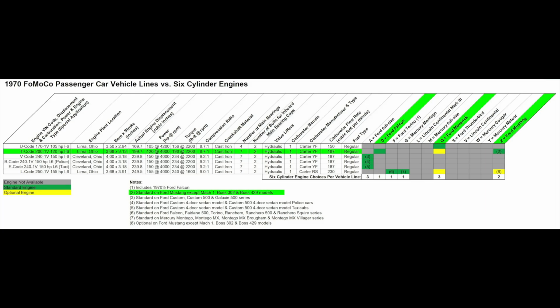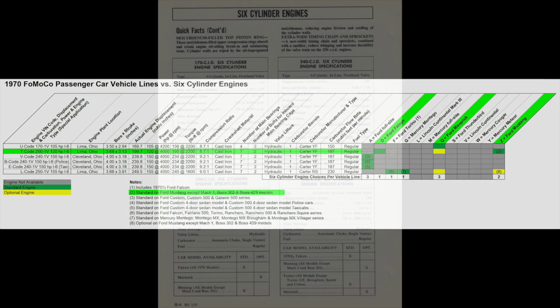The T-code 200 1-barrel inline-six engine was standard in the 1970 Ford Falcon, vehicle line D, was an option in the 1970 Ford Maverick, vehicle line Q, and lastly, per note 2, was standard in the 1970 Ford Mustang, except for the Mach 1, Boss 302, and Boss 429 models, vehicle line Z.